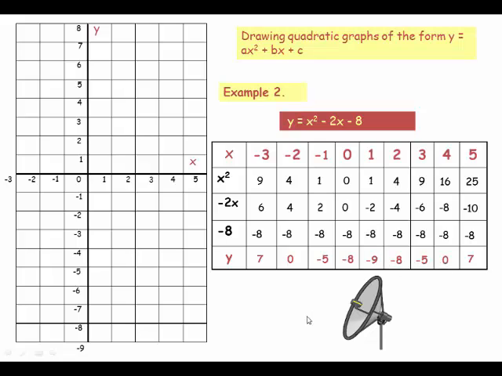So I plot our values. When x is negative 3, y is 7. When x is negative 2, y is 0. Negative 1, negative 5. 0, negative 8, sorry. 1, negative 9. 2, negative 8. 3, negative 5. 4, 0, and 5, 7.